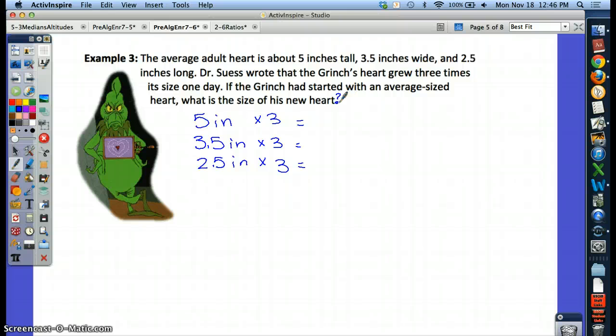These are similar figures, so the heart stays in the same proportions and the whole thing grows or the whole thing shrinks. We know since the scale factor is more than 1, this is an enlargement. It's getting bigger. So hopefully you have 15 inches tall, 10.5 inches wide, and 7.5 inches long.